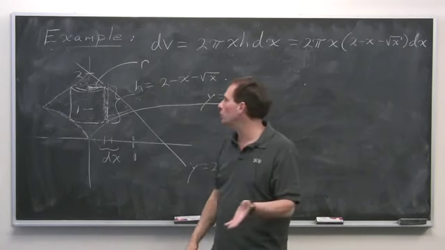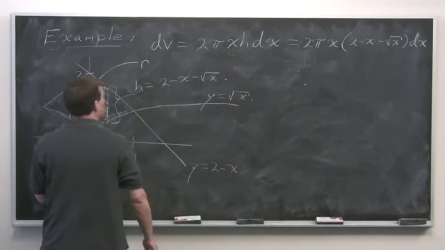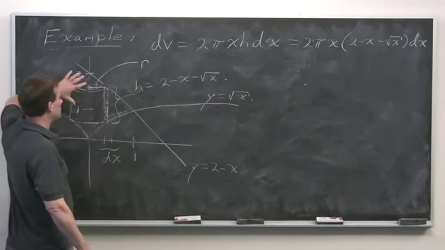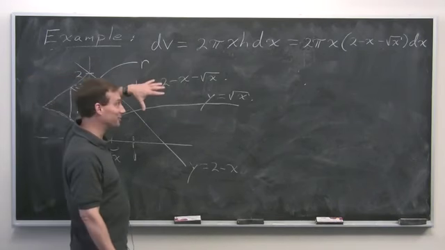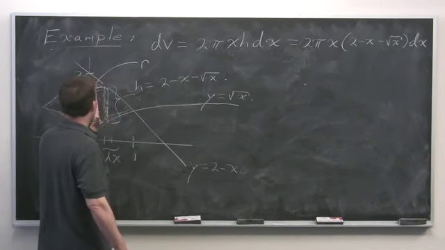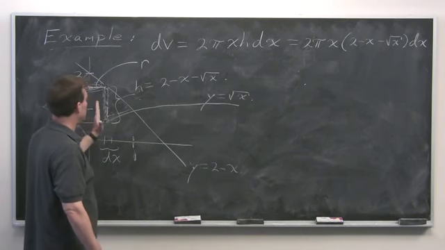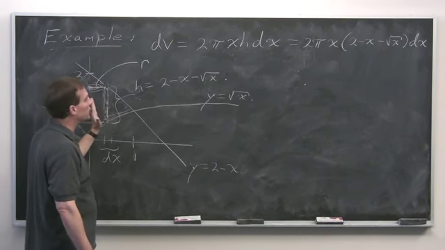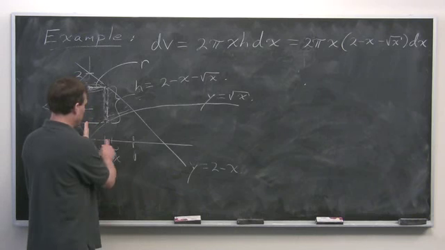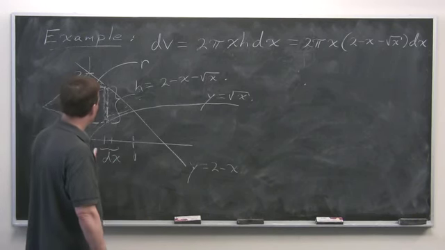How do we turn this into a mass problem? What we need to assume now, if we want to just do one variable integrals, which is what we want to do, is that our density just depends on x, as x goes from 0 to 1.